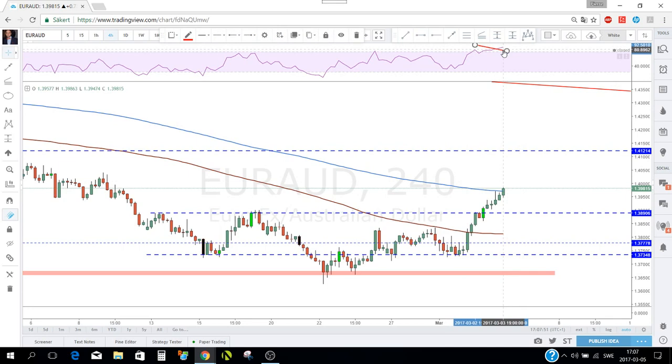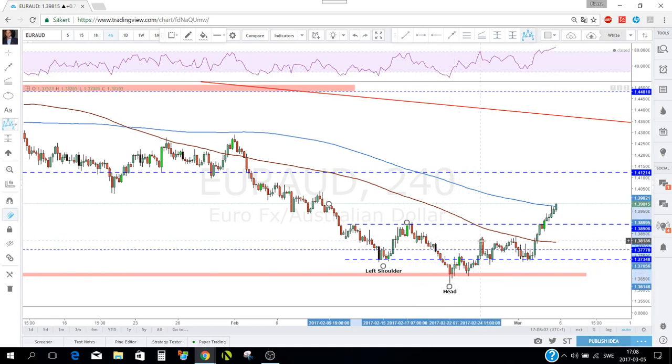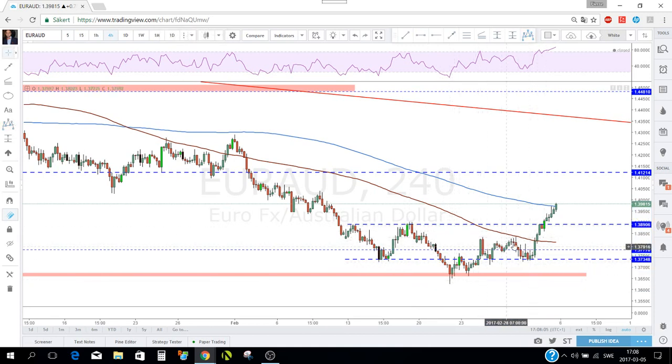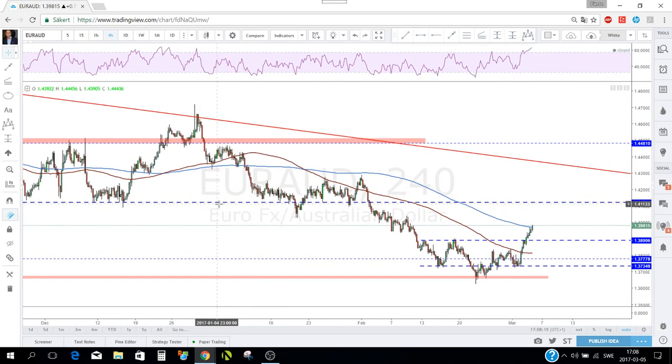The RSI is oversold. We had this head and shoulders trade, as you see here, that went very, very good. We were talking about this neckline, that it should be broken before price keeps continuing. So what I'm looking at, the best level to look at on this pair for me is actually back up here, the 1.41 ish area.